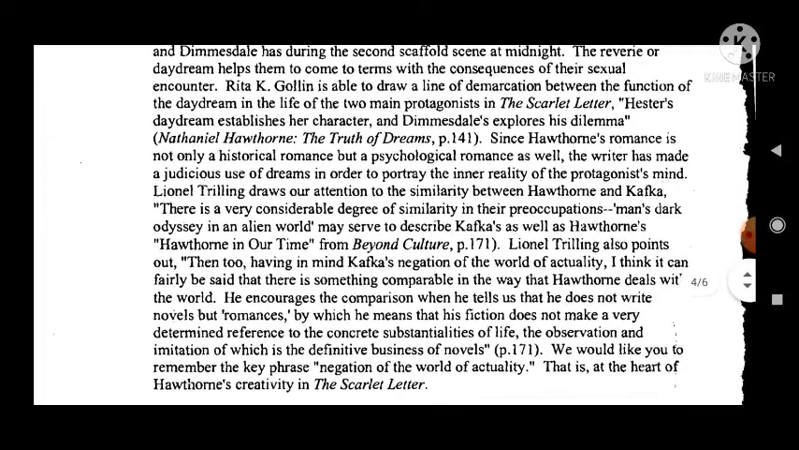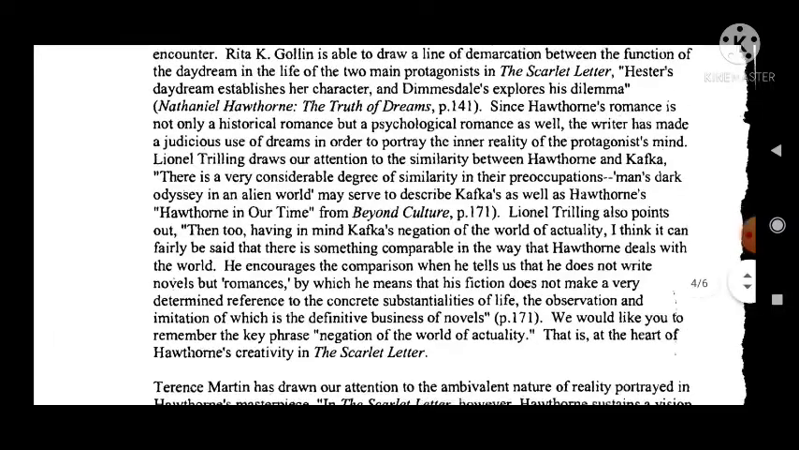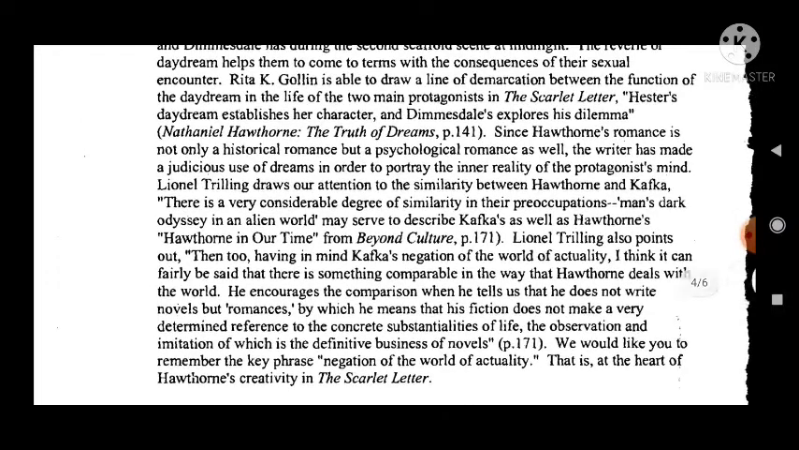Rita K. Goldin is able to draw a line of demarcation between the function of the daydream in the life of two main protagonists in The Scarlet Letter. Hester's daydream establishes her character and Dimmesdale explores his dilemma. Nathaniel Hawthorne, The Truth of Dreams, page number 141.